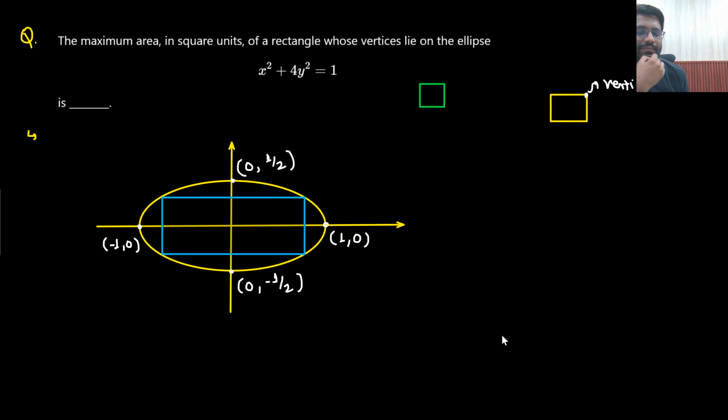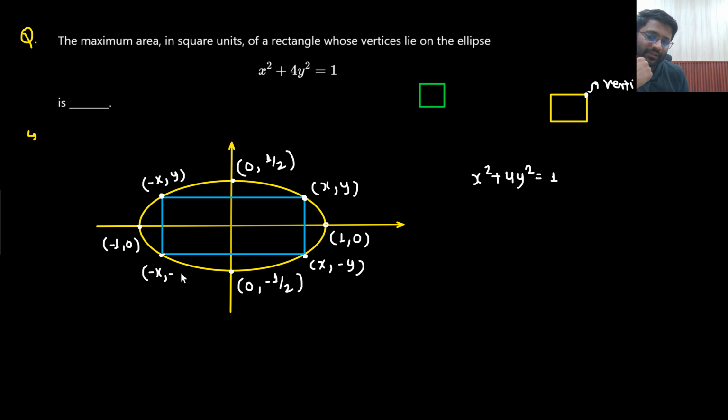Is that clear to you? What will this point be? Vertices are lying on the ellipse. So can I call this point (x, y), where the relation between x and y is x square plus 4y square equals 1? You can take any other variable as well, but I am taking x, y only. If this point is (x, y), this point will be (x, minus y), this point will be (minus x, y), and this point will be (minus x, minus y).